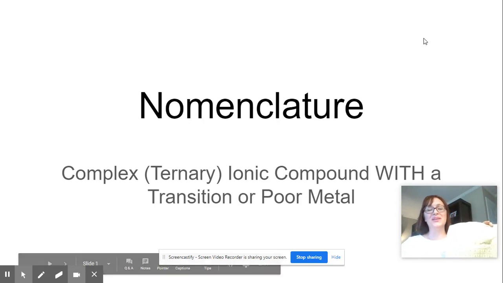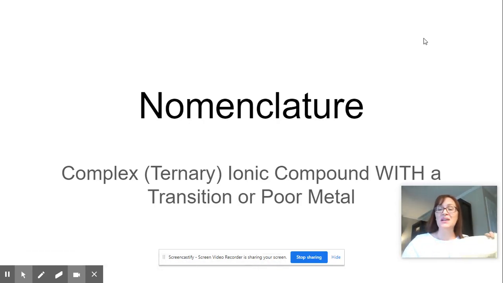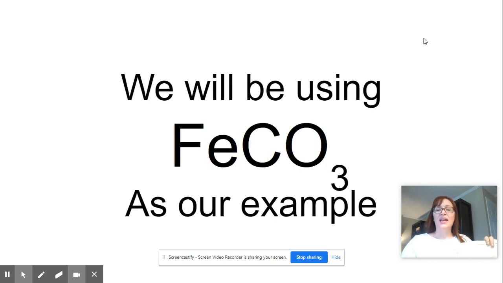And we are going to be looking at a complex or ternary ionic compound with a transition or a poor metal. And our example is going to be FeCO₃. I see three elements in this: I see the Fe, I see the C, and I see the O. So this is definitely not a binary ionic because I've got more than just two atoms in it. So I'm going to be looking for a polyatomic ion.